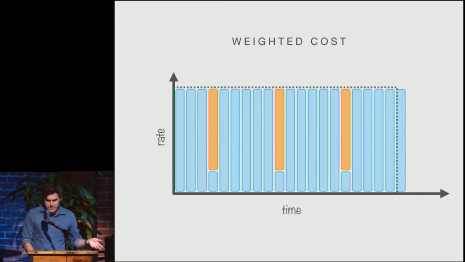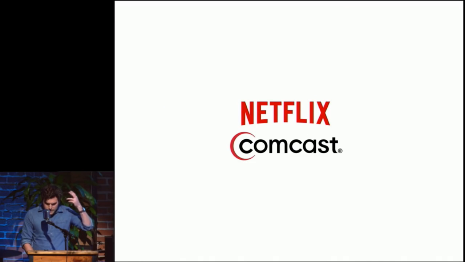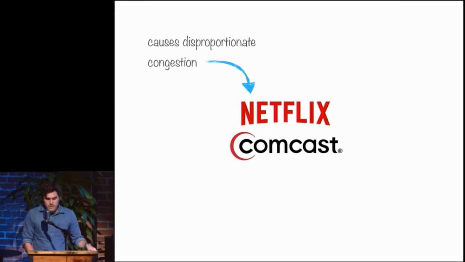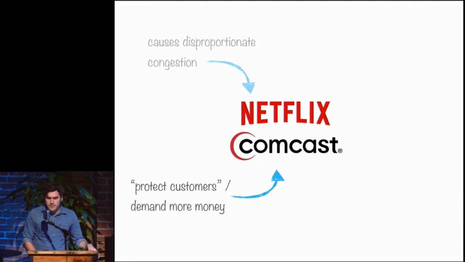So if you kind of understand that, the Netflix versus Comcast thing that you see in the news becomes a lot more interesting because you can actually make sense of it, kind of. And effectively, Netflix causes disproportionate amounts of congestion. Not on purpose, just by the nature of what they do, right? And so Comcast has to deal with this somehow. And obviously they say protect customers, everyone thinks they're joking. Maybe they are, maybe they're not, I don't know.